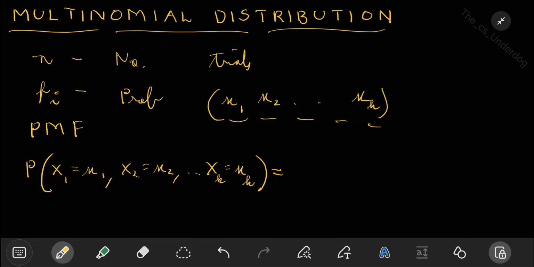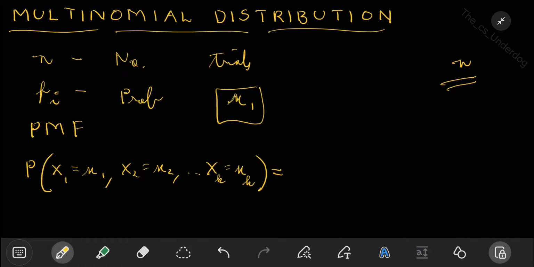So let us say the first one occurred x1 times. We are considering that, let's say you did it many times, and out of these n trials, you did a total of n trials, let us say x1 times the first one occurred. X1 occurrences are of the first type. Then let's say x2 occurrences are of the second type. X3 occurrences are of the third type, and so on. Let us say this is the case.